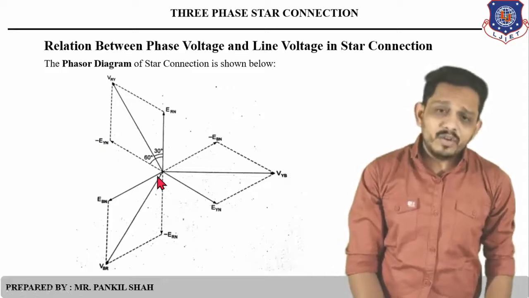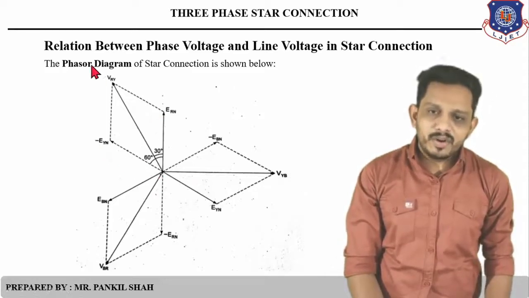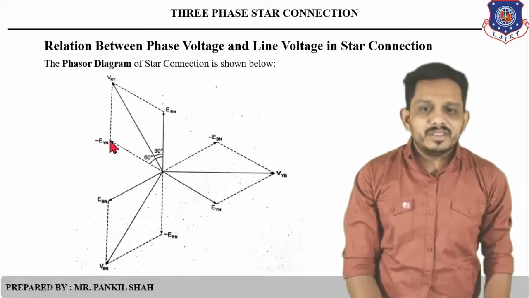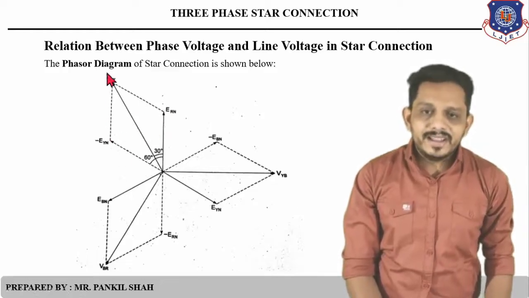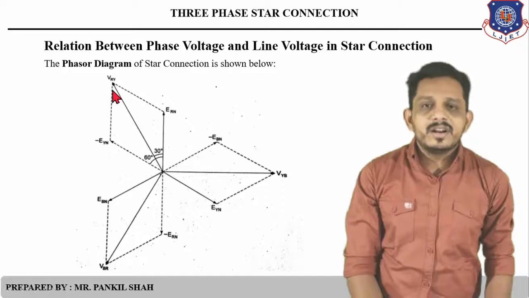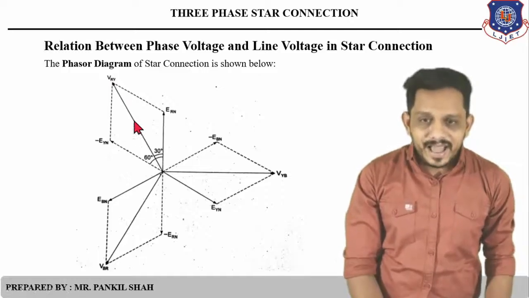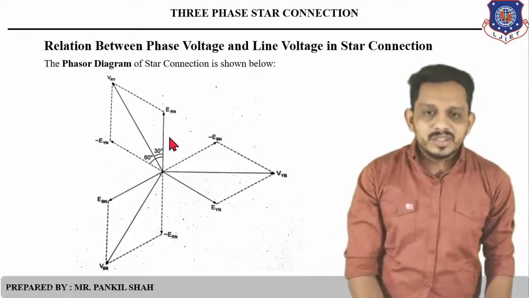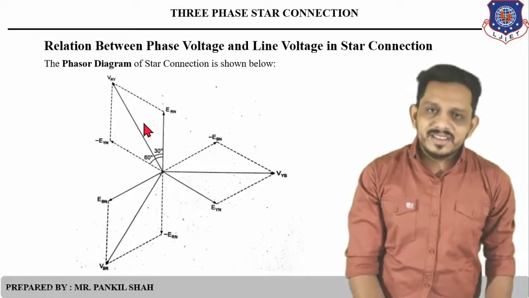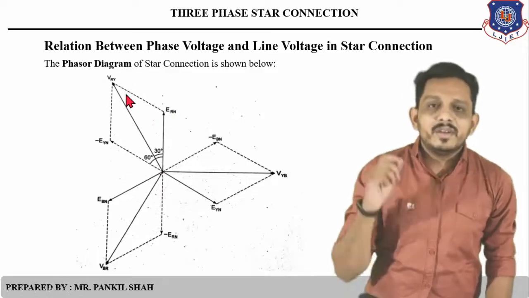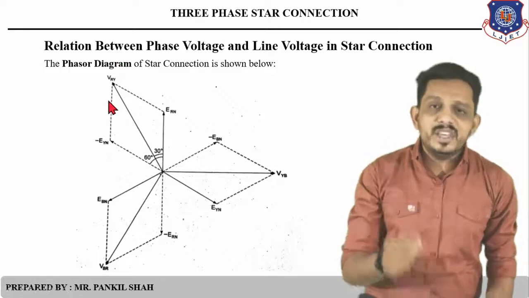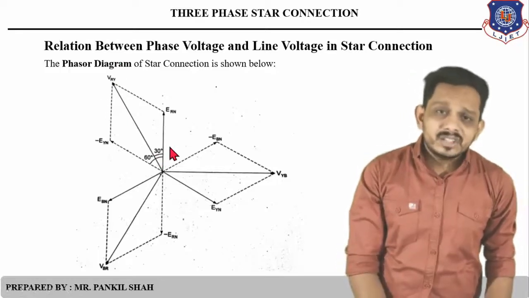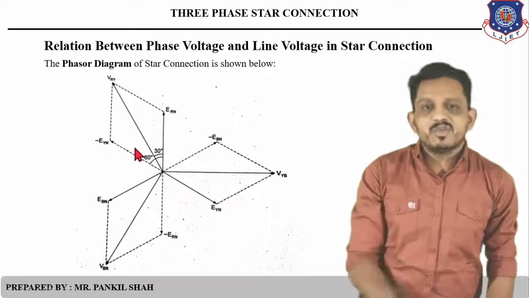So by the parallelogram method, this vector should be drawn here, and this vector with the same angle should be drawn here, and the intersecting point completes our parallelogram. The diagonal of this parallelogram is our resultant voltage. So this ERN and EYN are added, and we obtain the line voltage VRY, which makes 30 degrees with each of these voltages.